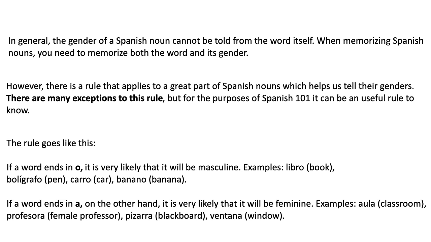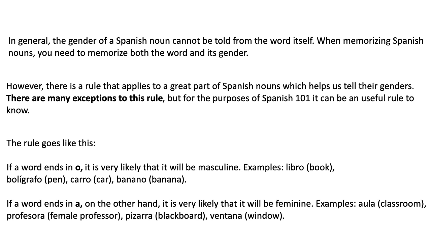And then if the word ends in A, it tends to be feminine. Examples, aula, we just did that. Aula means classroom. Profesora, that's a female professor, right? That A tells us that it's a female professor, actually. Pizarra, that means a blackboard, and blackboards are feminine in Spanish. And ventana, that means a window. Windows are feminine as well in Spanish. Okay?